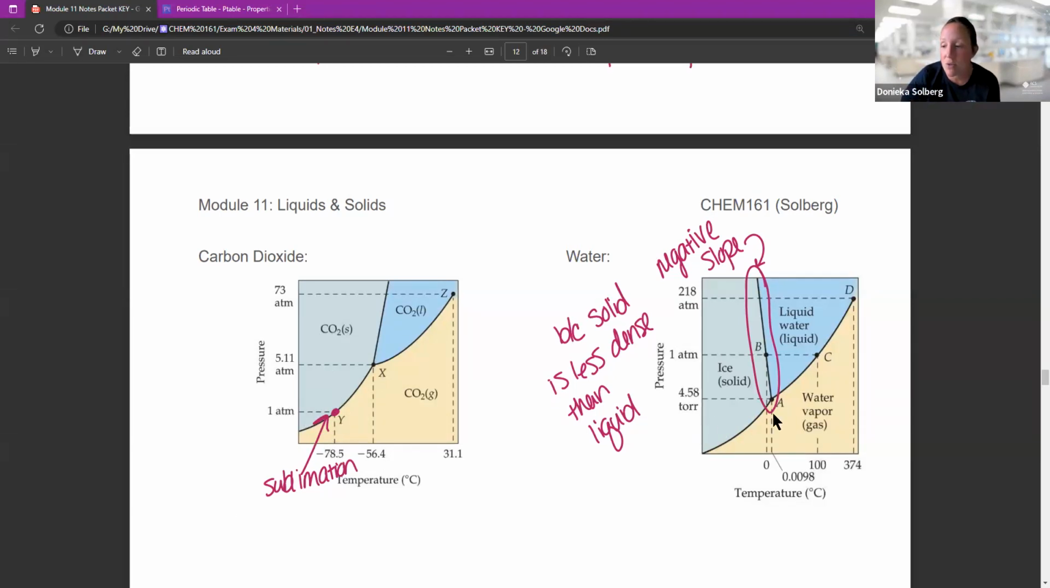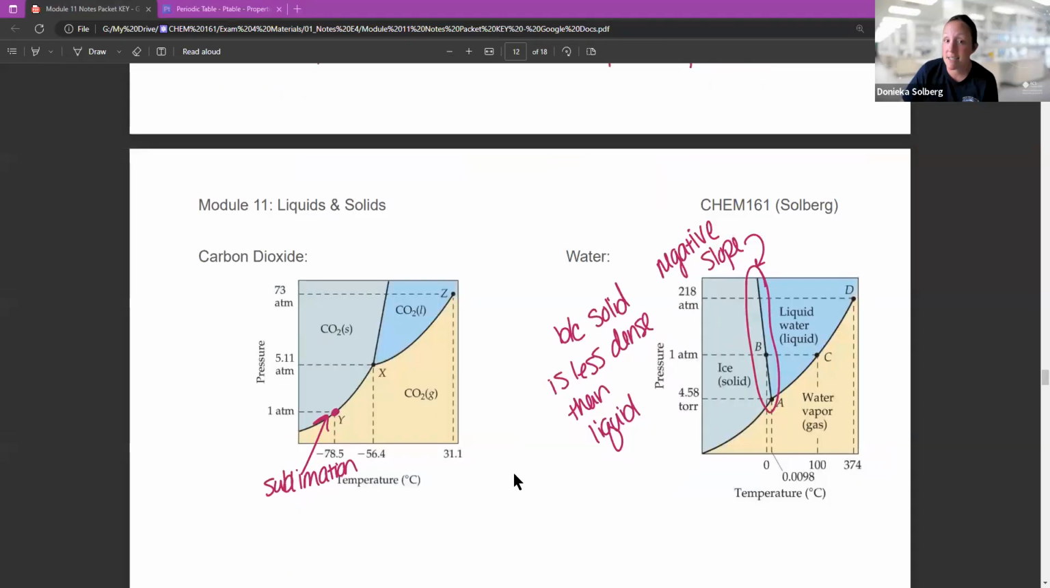Whereas if we tried to sublimate water, we would have to be at 0 degrees Celsius. To sublimate water, you would have to be colder than 0, and you'd have to be at a very low pressure. Again, very difficult to get to 4.58 torr. But you can find everything else on these graphs. They show you a lot of information, and they all look different for different substances.